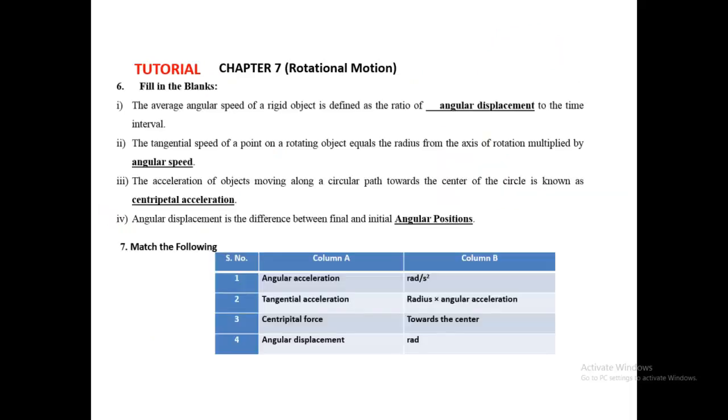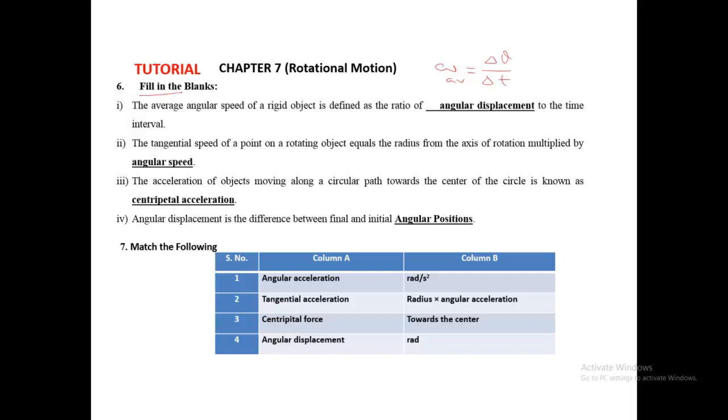Then please write down, I have already solved it for you, questions 6 and 7. Fill in the blanks. The average angular speed of a rigid object is defined as the ratio of the angular displacement to the time interval. This is what we did. Average is equal to delta theta over delta t.